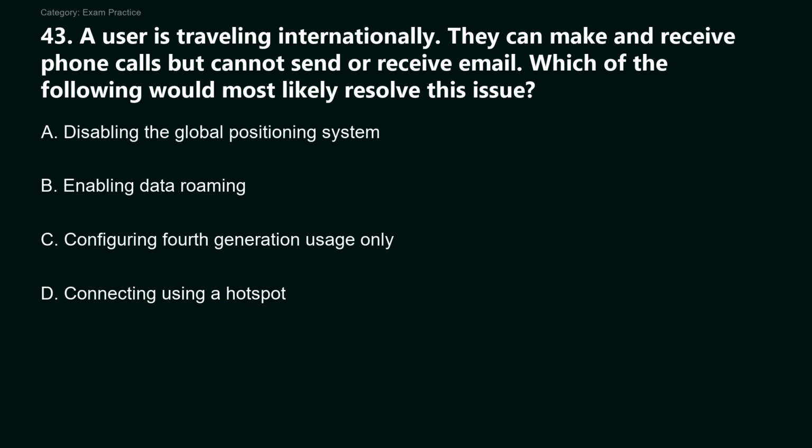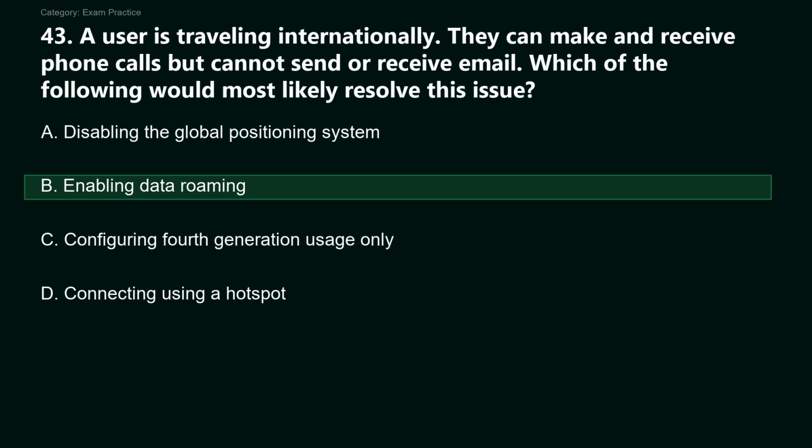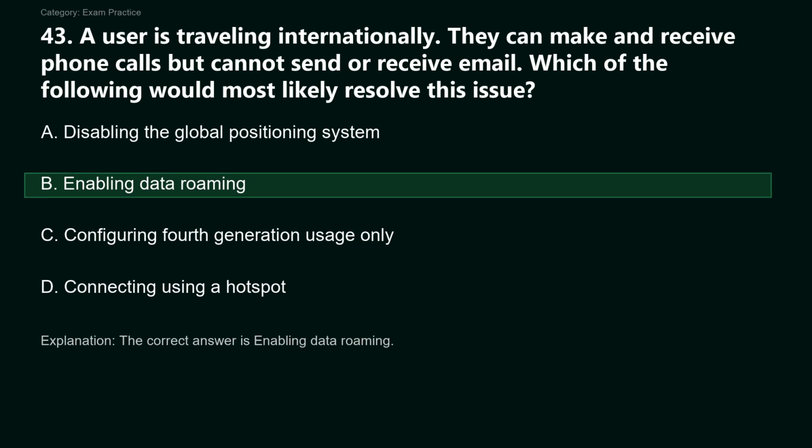Question 43. A user is traveling internationally. They can make and receive phone calls but cannot send or receive email. Which of the following would most likely resolve this issue? Option A, disabling the global positioning system. Option B, enabling data roaming. Option C, configuring fourth generation usage only. Option D, connecting using a hotspot. The correct answer is option B, enabling data roaming.